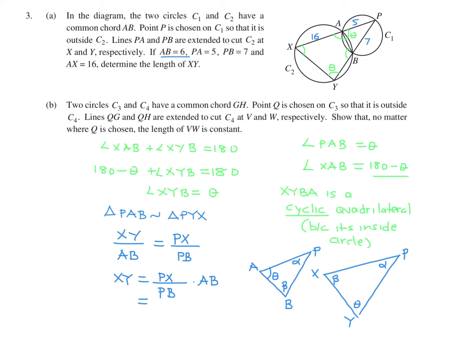And PX is what? That one we know. P to X is all the way across, so that's 21. PB is 7. And then AB is here, 6. Okay, so we got 3 times 6, 18. So that answers part A.